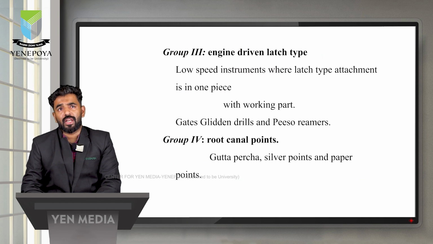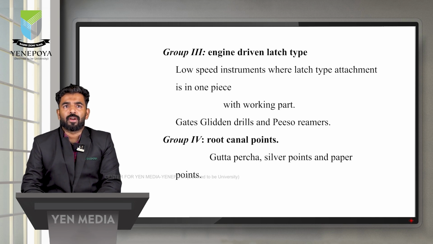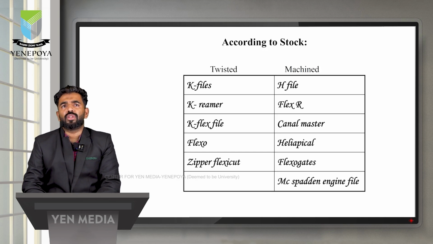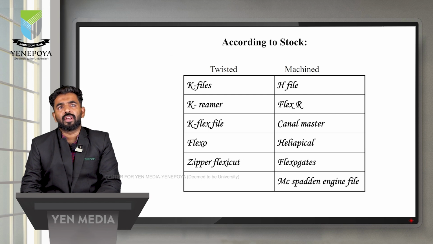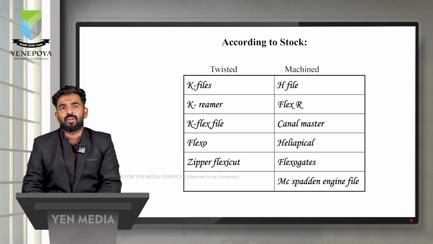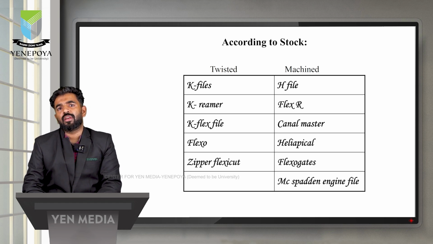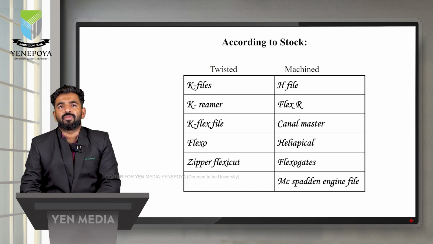Group 3, engine driven, latch type. This group is a low speed instrument where the latch type is in one piece with the working part. Examples are Gates Glidden drills and Peeso reamers. Group 4: root canal points, gutta-percha, silver points and paper points. According to Stock, instruments are divided into twisted and machined. In twisted: K files, K reamer, K-Flex file, Flexofile, Zipperer, Flex-Cut. Machined: H file, Flexogates, Canal Master, Heliapical, Flexo, Gates and Mex pad and engine file.